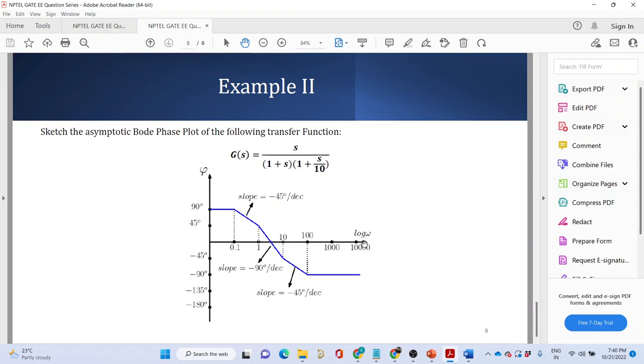There are hardly any books which cover this. There are very few books. Maybe you would find this in Norman Nise. But if you have understood what I have just said, that would be enough for your GATE examination. You need not know more than this.